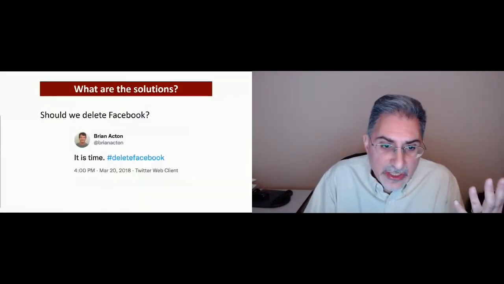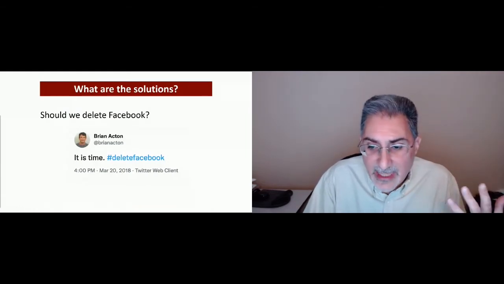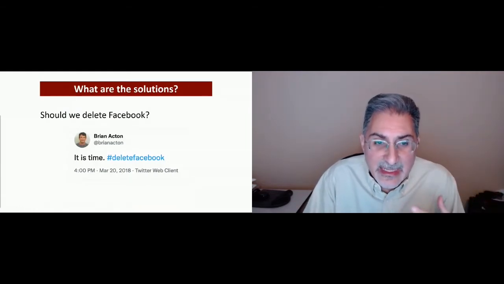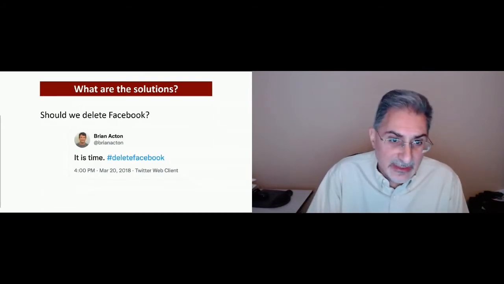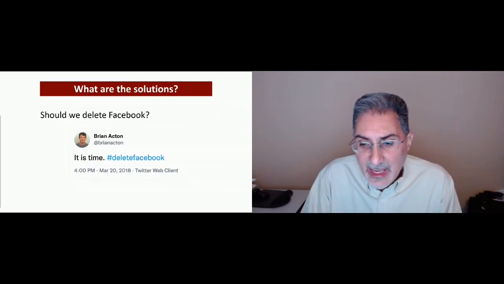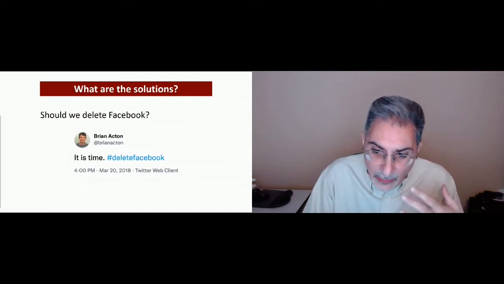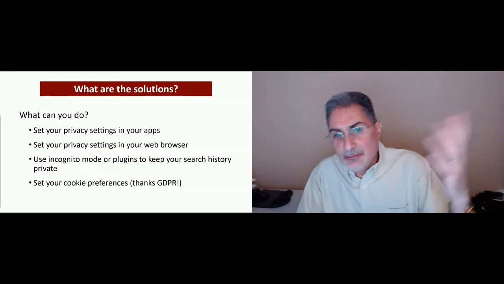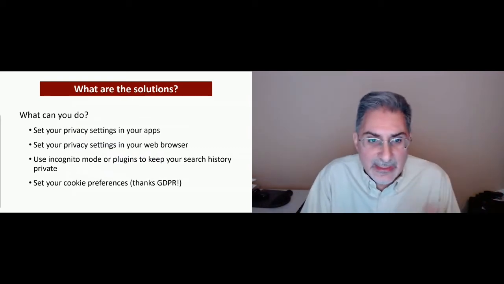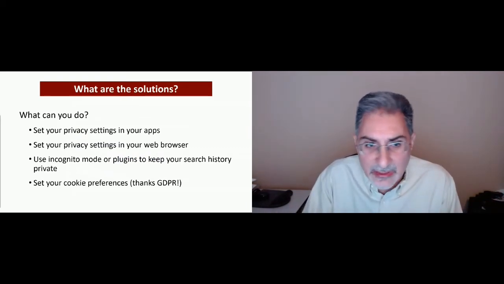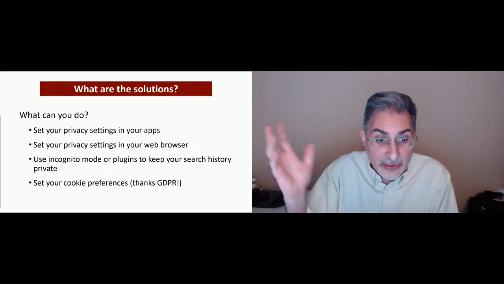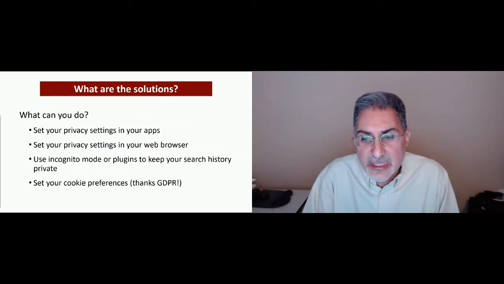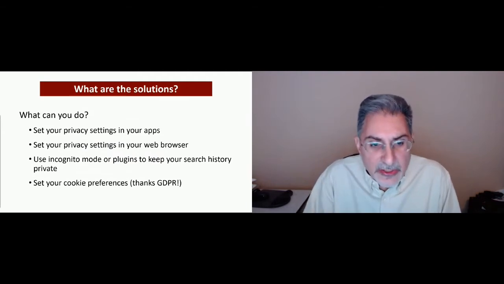So what are the solutions? Well, the way it's oftentimes framed by tech companies is, well, you can either use an app or not use an app, right? So if Facebook is out there and you don't like their privacy policy, you can either delete it or you can use it. And you can take it one step further and say, well, we can set the privacy settings in our apps. We could set the privacy settings in our browser. We could use things like incognito mode. We can set cookie preferences now, thanks to GDPR and other regulations. So there's some things you can do at a personal level.